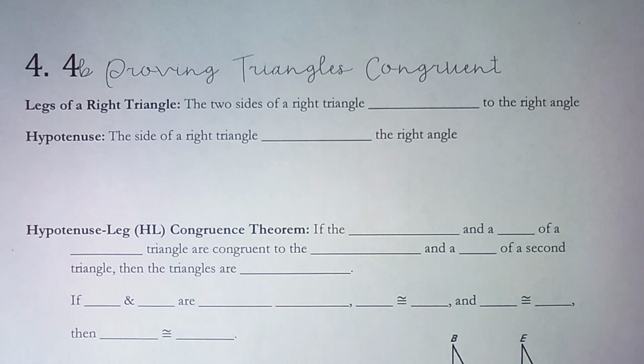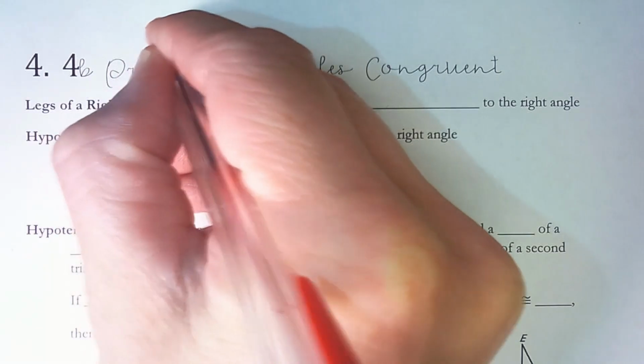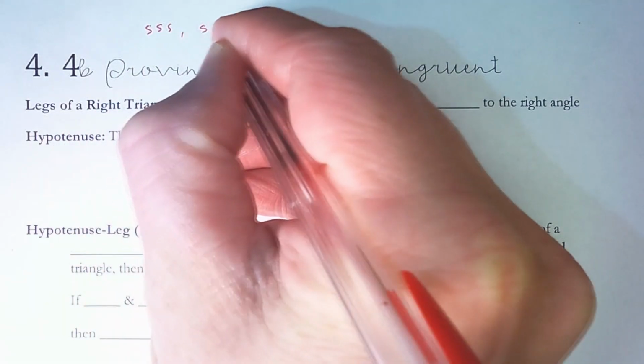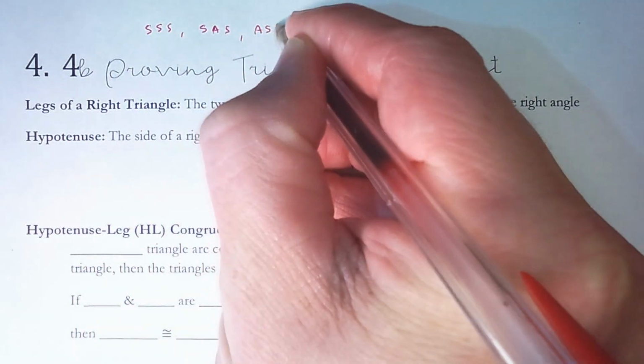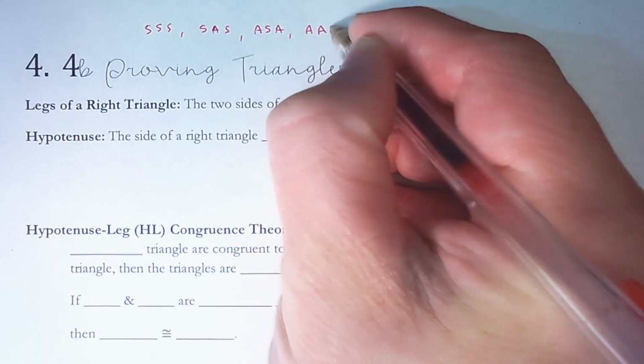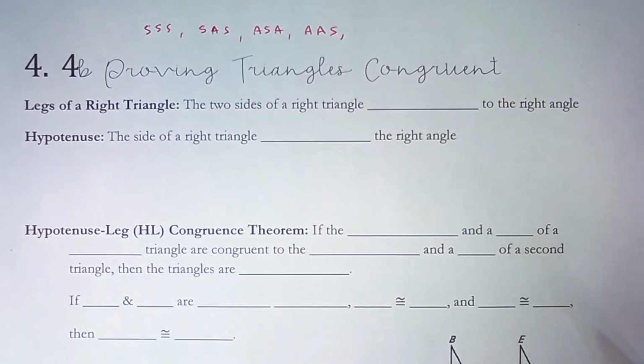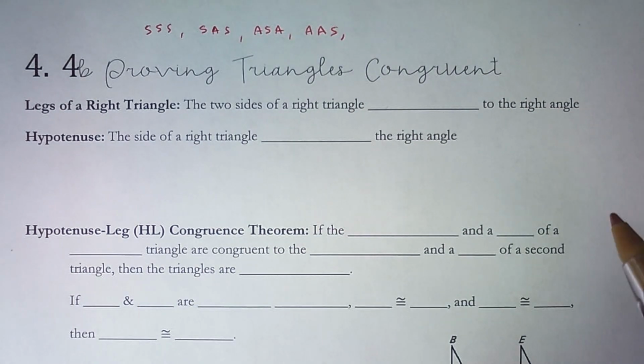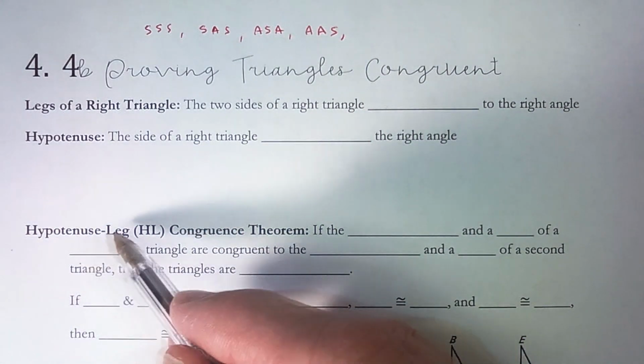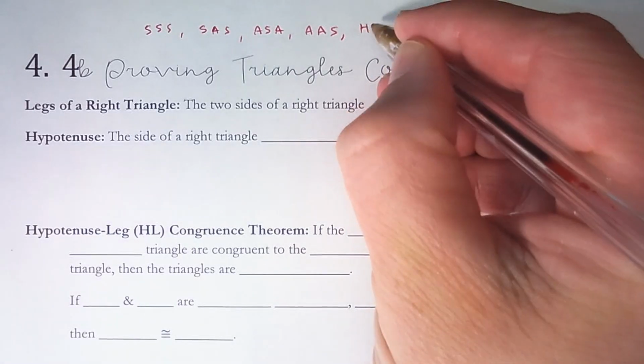So it's the fifth shortcut. In our previous lesson we learned four shortcuts. We learned side, side, side; side, angle, side; angle, side, angle; and angle, angle, side. Today we're going to add the fifth shortcut. There are only five, so this will be the last one, and the last one is hypotenuse leg, HL.